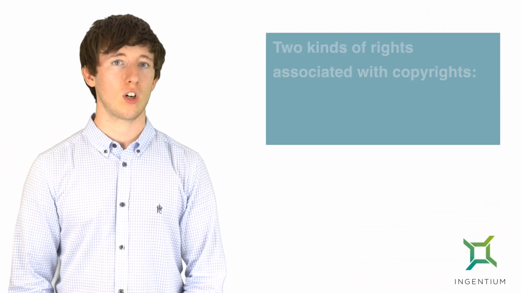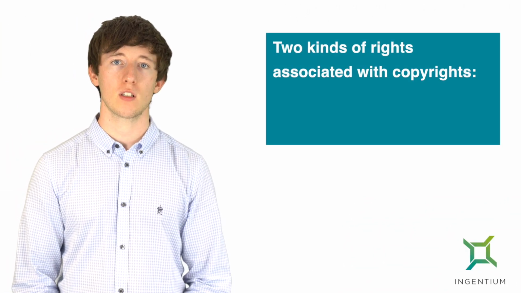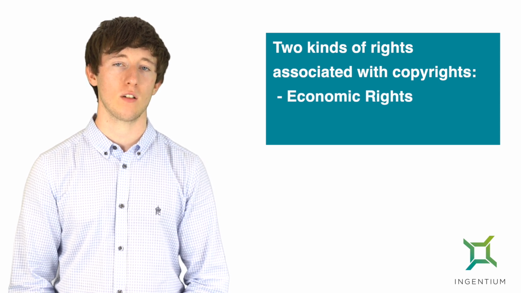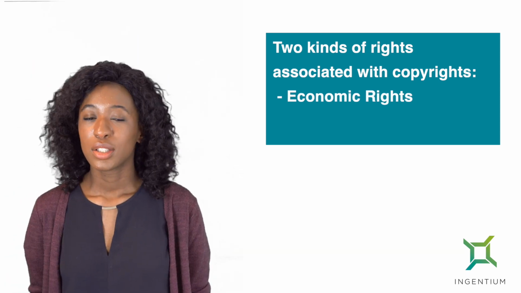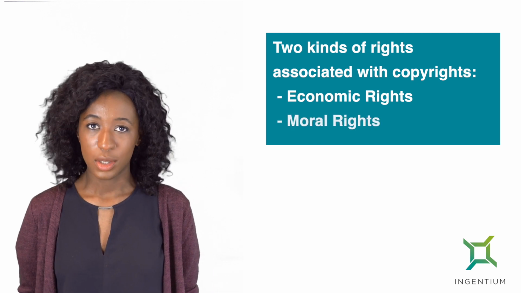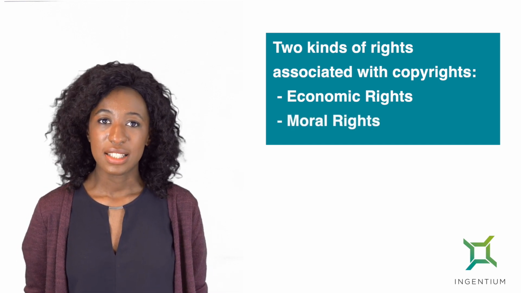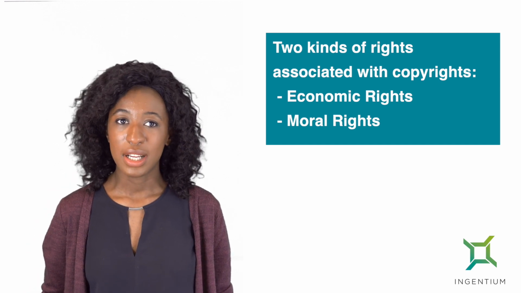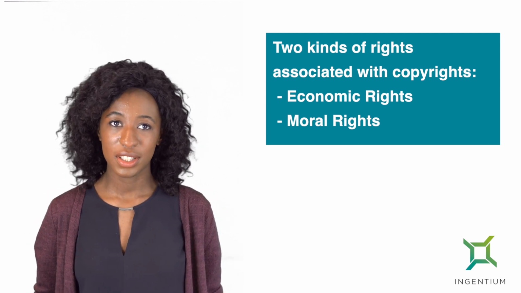There are two kinds of rights associated with copyright. Firstly, the economic rights ensure that the owner can make commercial gain from the success of their work. And secondly, the creator gains a moral right to their work. Moral rights protect the creator's non-commercial interests, such as the right to be recognized as the author of the work.